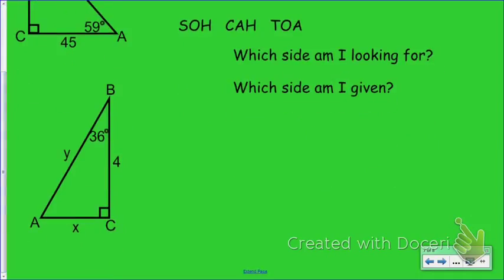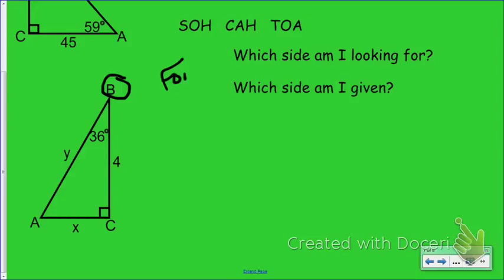Okay, this time, remember we need to decide which corner we're going from. So this time, I'm going to go from corner B, because that's the one that has the 36 degrees. That's the one that has the degrees marked in it. So from that corner, I'm going to ask myself the two questions.